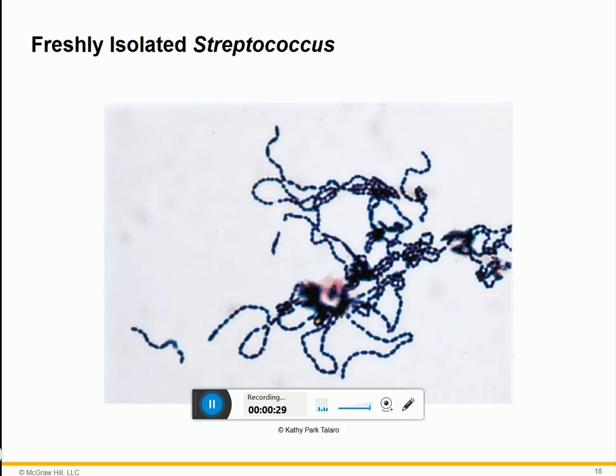This is what a streptococcal bacteria would look like under a microscope. Again, they are purple, so they're gram-positive. They're round in shape, and they are arranged in a thread-like appearance.